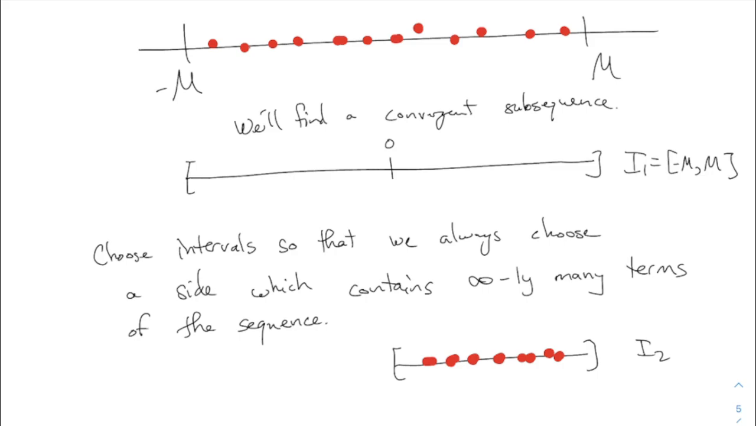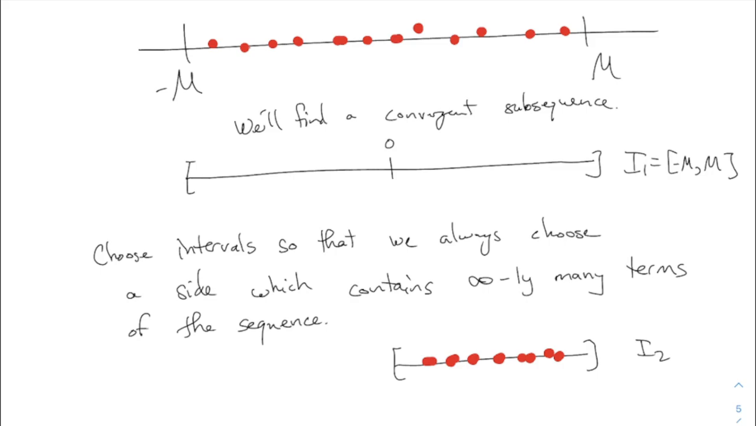You might wonder, what if neither side has infinitely many? Well, one or the other has to have infinitely many because there's infinitely many overall. And you can't have like 5 over here and 10 over here so that adds up to infinitely many. No, if there's infinitely many, there has to be infinitely many on one or the other side, or maybe both sides, in which case it doesn't matter. All right, so that's how I choose I2.